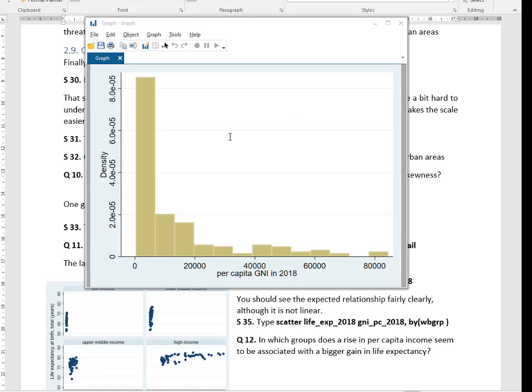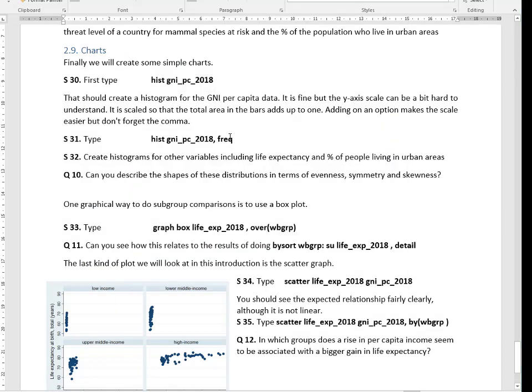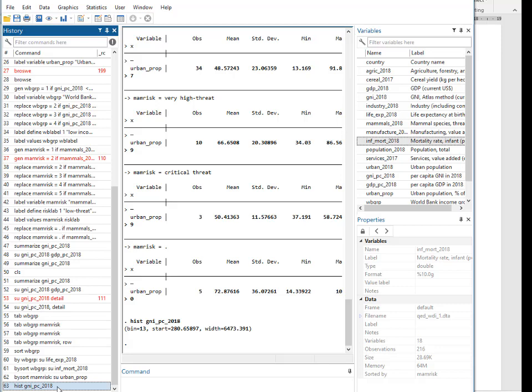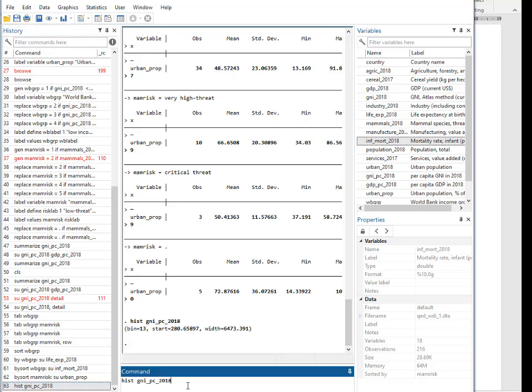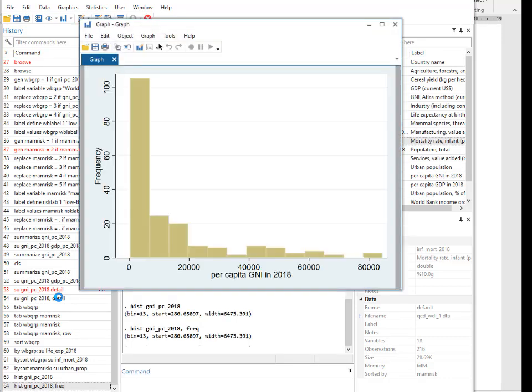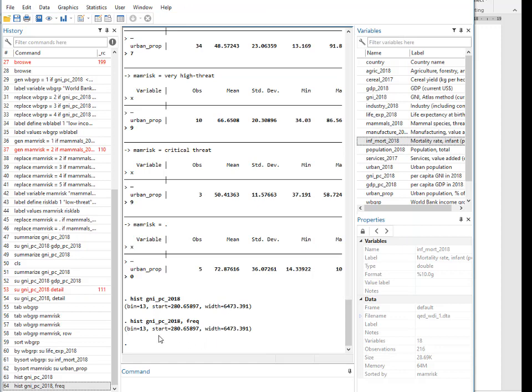we'll just go back to Stata and do the same command again. Same command, except comma and freq. Quick at that time. So here you can see that now in the lowest category there are over 100 countries in that lowest grouping for per capita GNI. This is just one or two countries up here. Okay, perhaps more than one or two.